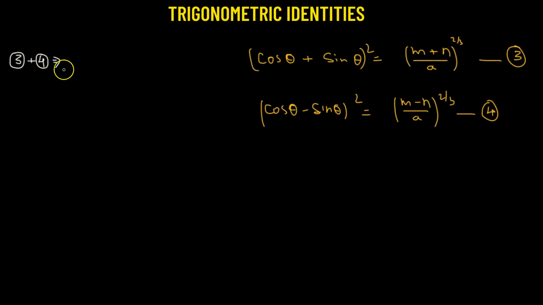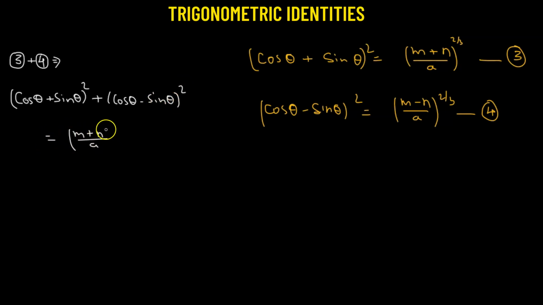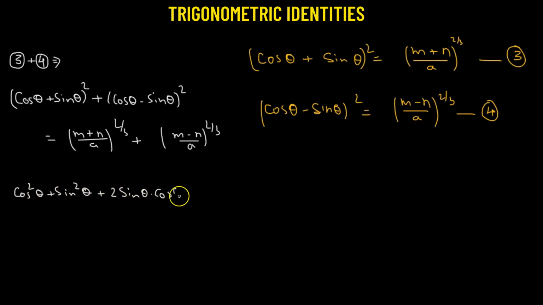So this is going to give us, on the left hand side, (cosine theta plus sine theta) whole squared plus (cosine theta minus sine theta) whole squared, which will be equal to (m plus n over a) whole raised to the power of 2/3 plus (m minus n over a) whole raised to the power of 2/3. So let's expand (cosine theta plus sine theta) whole squared, which is going to give us cosine squared theta plus sine squared theta plus 2 times sine theta times cosine theta.